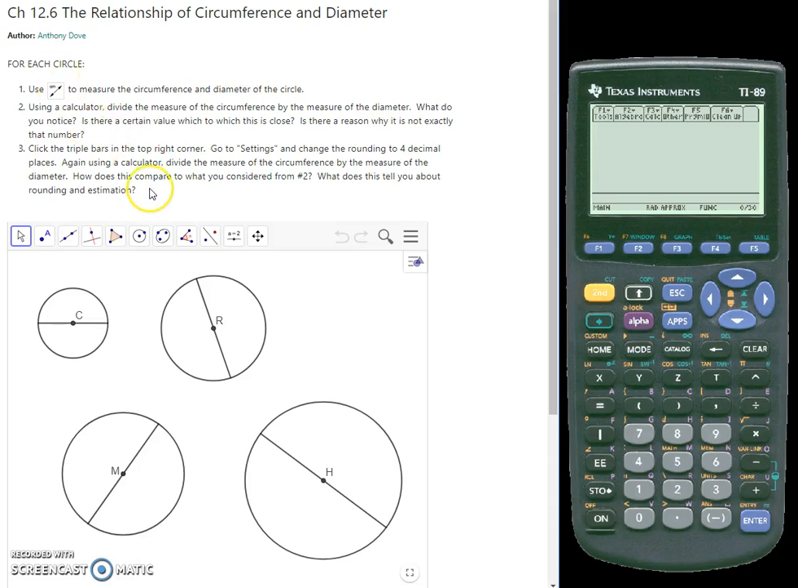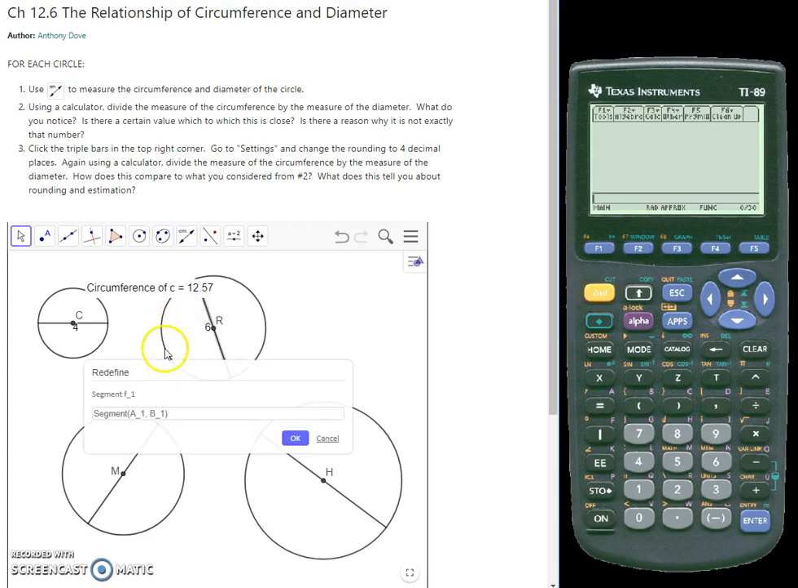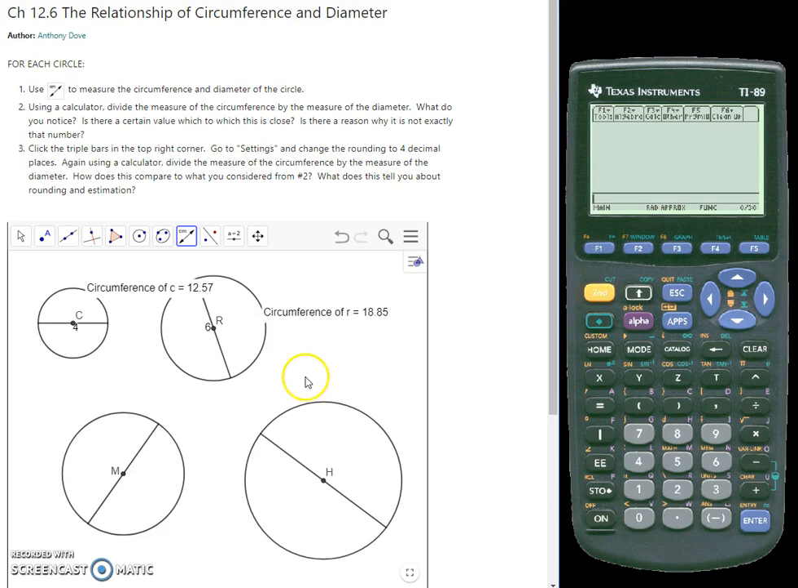Alright, so in this problem, we're trying to understand the relationship between diameter and circumference. The first thing it says to do is to use your centimeter tool to measure the circumference and the diameter of each of these shapes. So I'm going to go through and measure each of these, and then I'll come back. Let's use that tool, click on the edges of my circles, and get all those measurements.